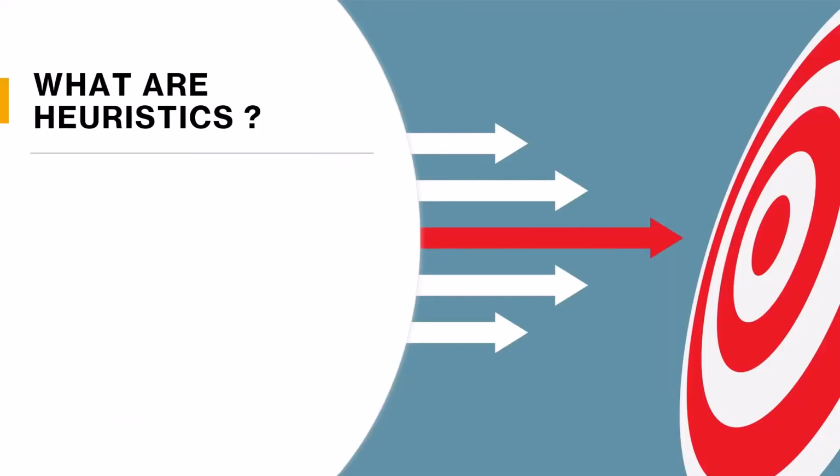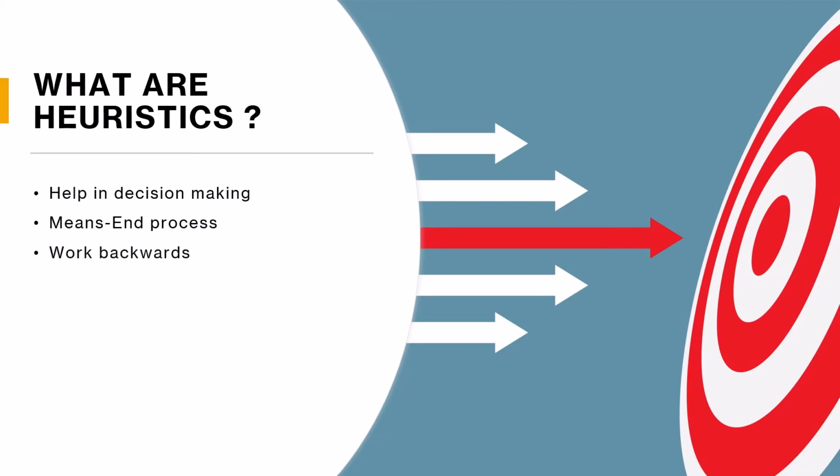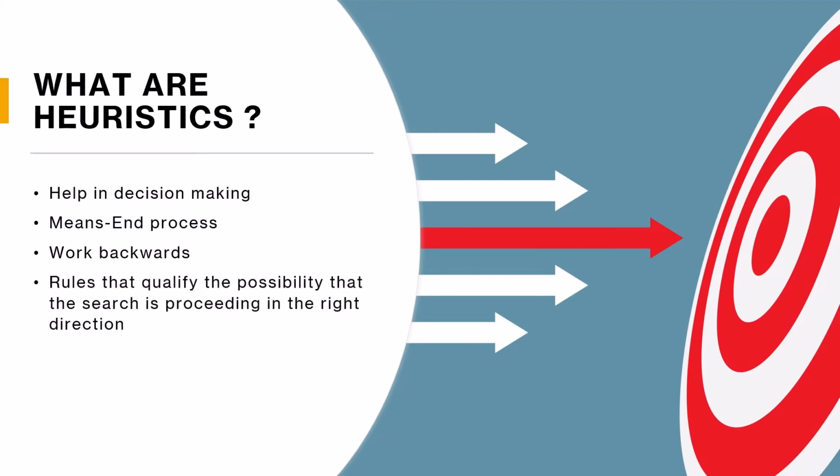So talking about heuristics now, in the last session I mentioned that heuristics are thinking methods that we as humans use in order to make decisions faster, right? And also to find quick solutions to problems. So in essence, they're a means to an end, the end of course being the goal that we are trying to reach. We may have to work backwards from the goal, trying to chart that path to the solution. In terms of search methods, though, heuristics are rules that qualify the possibility that the search or the search solution is moving in the right direction.